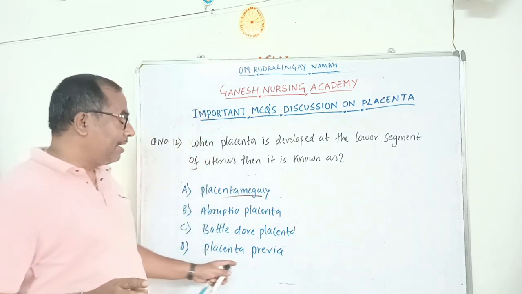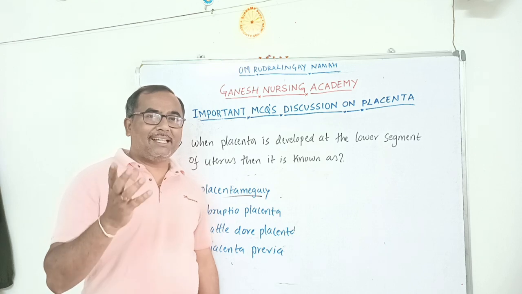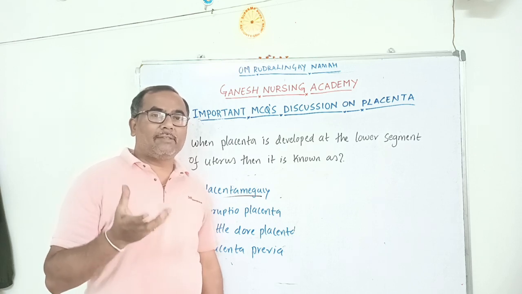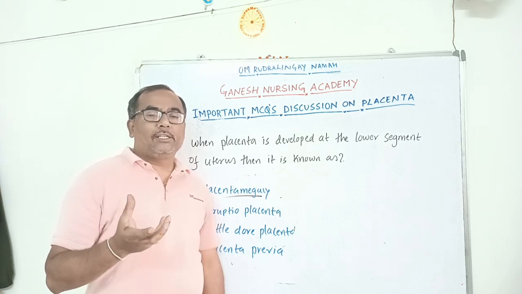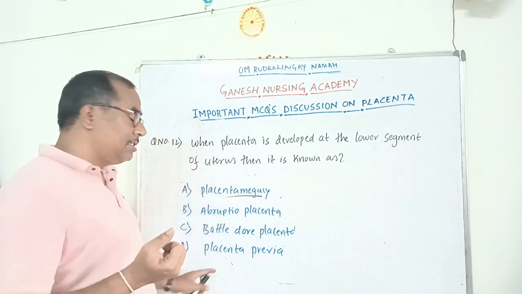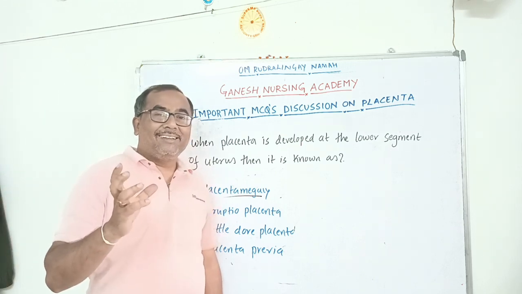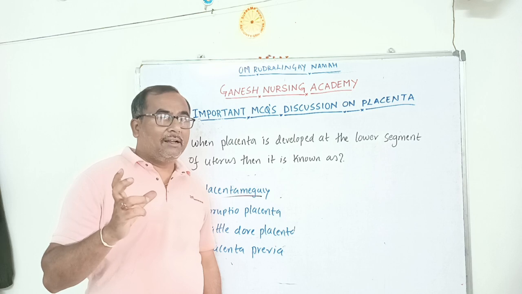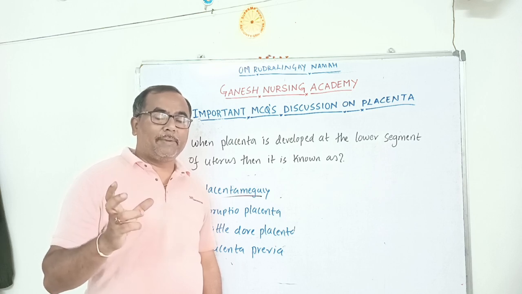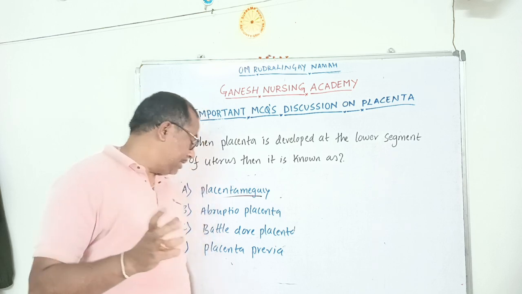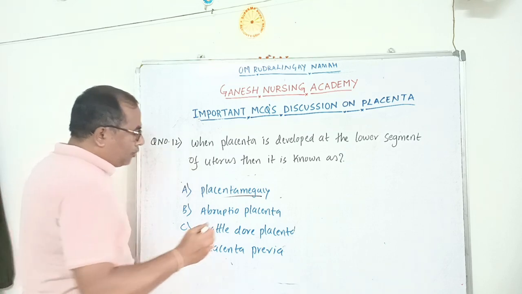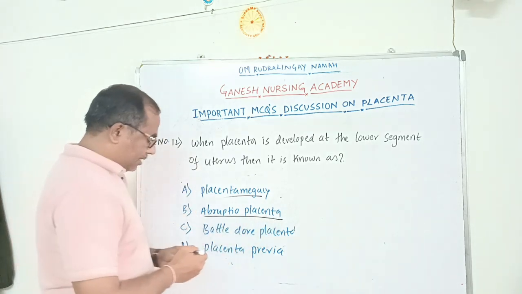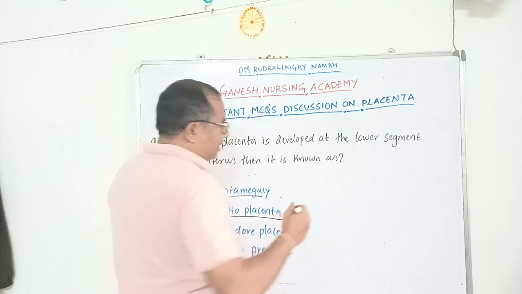Now, what is placenta previa? Already you know that when the placenta develops at the lower segment of the uterus, it is called a placenta previa, which is a main cause for bleeding after the birth of the baby, postpartum hemorrhage. Next, what is abruptio placenta? Now we'll discuss abruptio placenta.